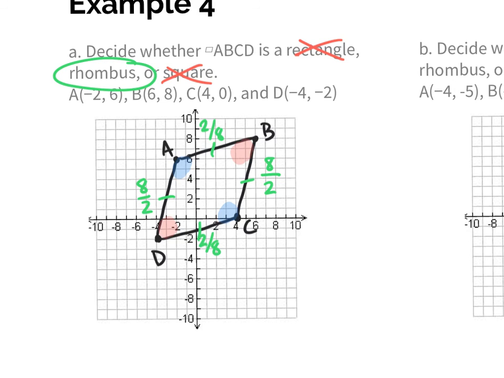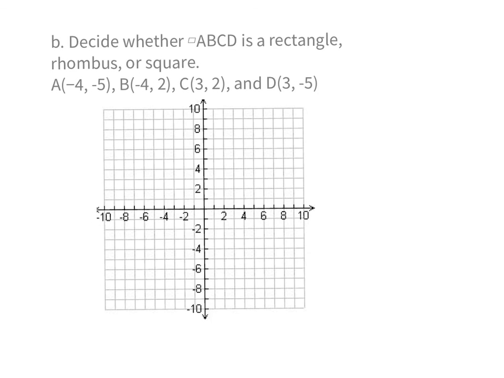All right, so what I want you guys to do is try this last example on your own using your ideas of rectangles, rhombuses, and squares. Plot those 4 points and see what sort of shape it would be. So pause the video, give this one a shot on your own.